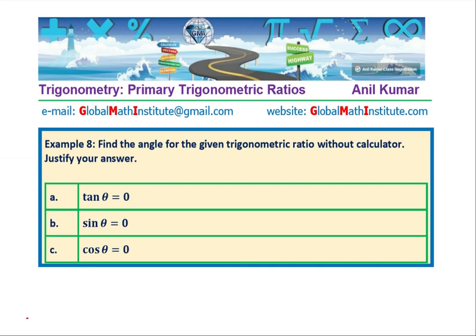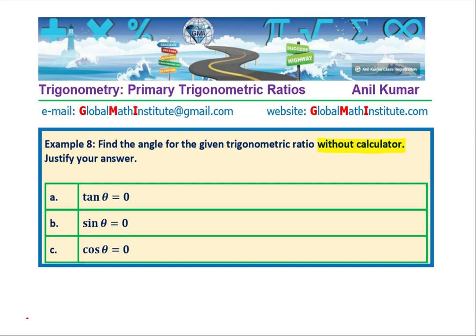So I hope things are absolutely clear. Very easy, right? Now this is a very important question. It says, find the angle for the given trigonometric ratio without calculator, right? So this is without calculator. Justify your answer. So we have tan theta of 0, sin theta of 0 and cos theta of 0. These are the three questions. What are the angles which make these 0?